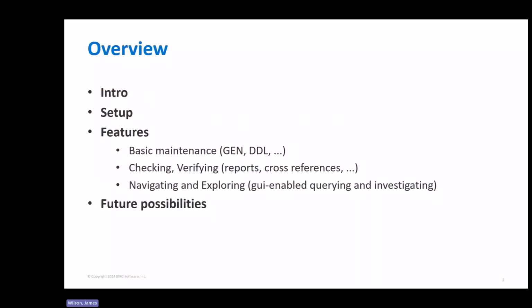Here's the outline. It's just going to be a basic intro to some of the catalog features and our methodology. Then I'm going to talk about some setup. There are a few features where, to get the full benefit of them, there's some additional setup on the BMC product side in order to take advantage of those. And then I'm going to go into the features by category.